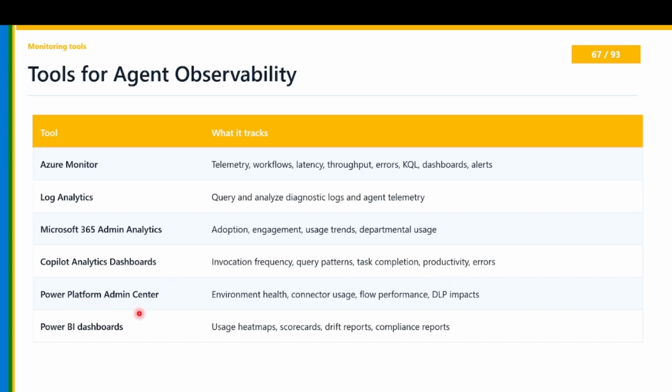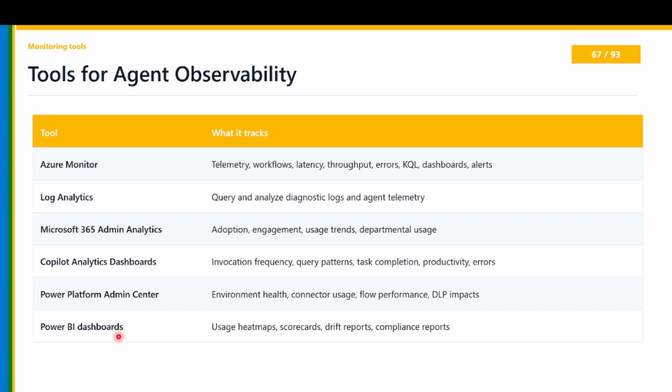Then we have the Power Platform Admin Center. This can be used to track environment health, connector usage, flow performance, and data loss prevention impact. And then we have the Power BI dashboard. Of course, we know that the Power BI dashboard is used for visualization, and visualization is part of what everybody should know now. Even as an architect, you should know how to use a Power BI dashboard, because analysis gives insight into the data you are collecting. And as an architect, you are also working with data. Believe me or not, you are still an analyst.